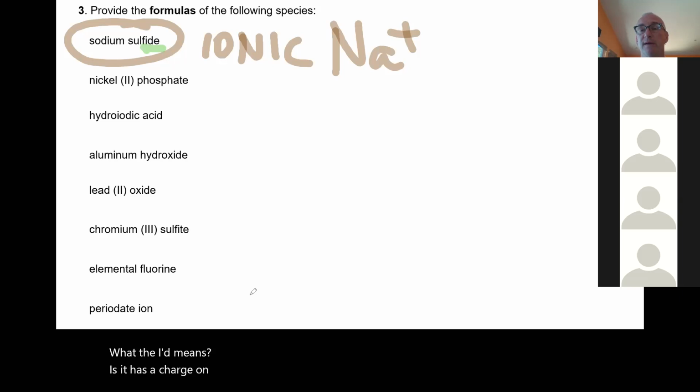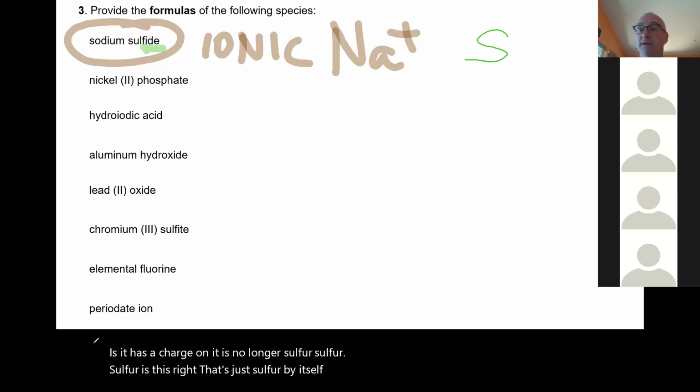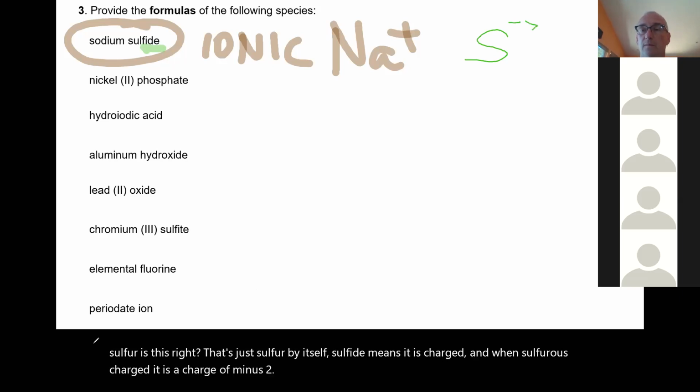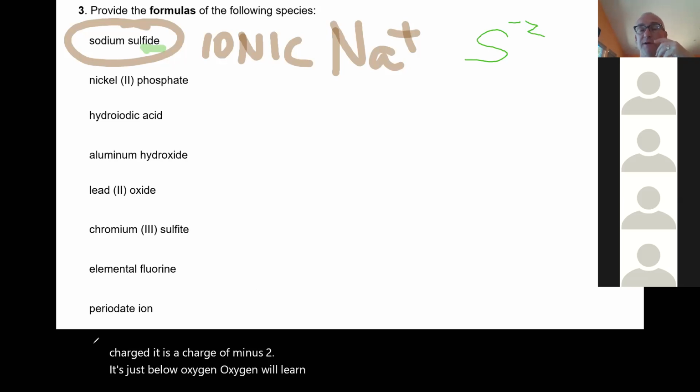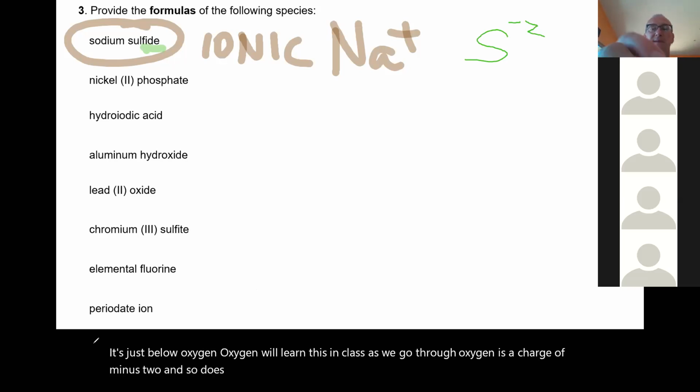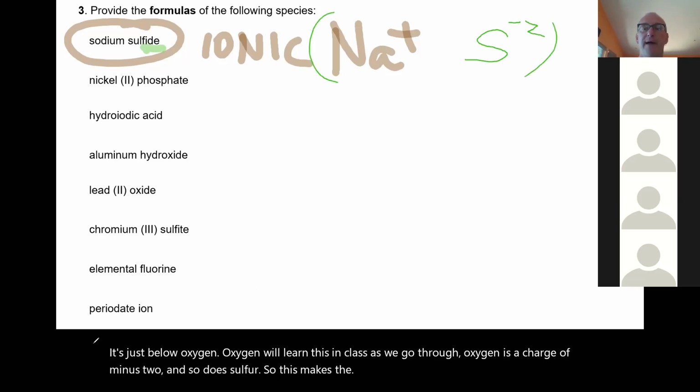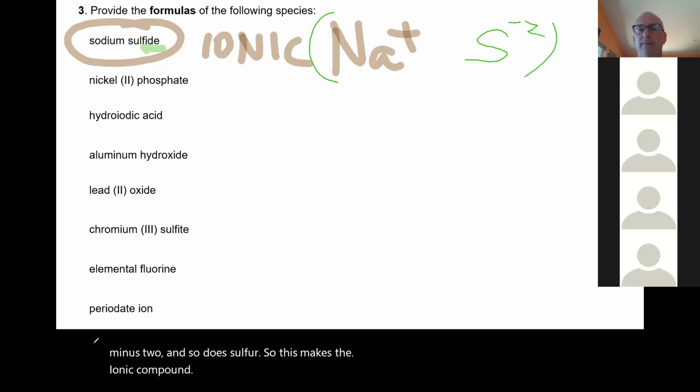And so what the "ide" means is that it has a charge on it. It's no longer sulfur. Sulfur is this, right? That's just sulfur by itself. Sulfide means it is charged. And when sulfur is charged, it has a charge of -2. It's just below oxygen. Oxygen, and we'll learn this in class as we go through, is a charge of -2, and so does sulfur. So this makes an ionic compound. The metal has a charge of +1, and the nonmetal has a charge of -2.